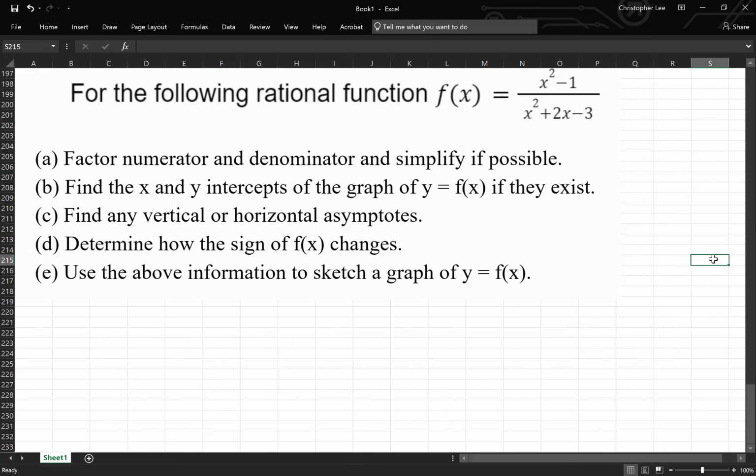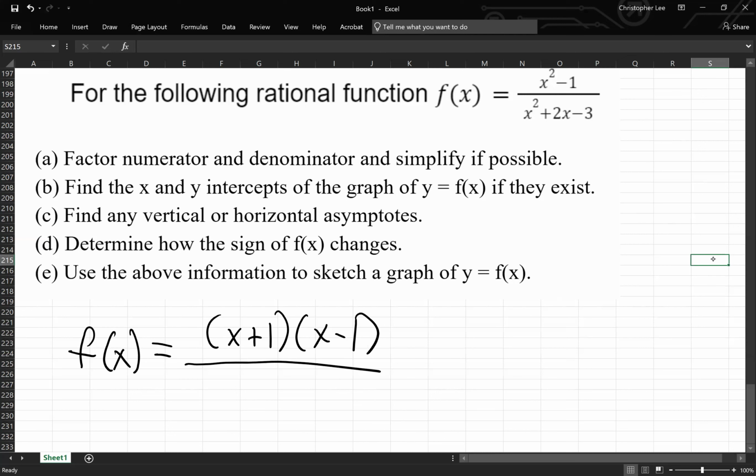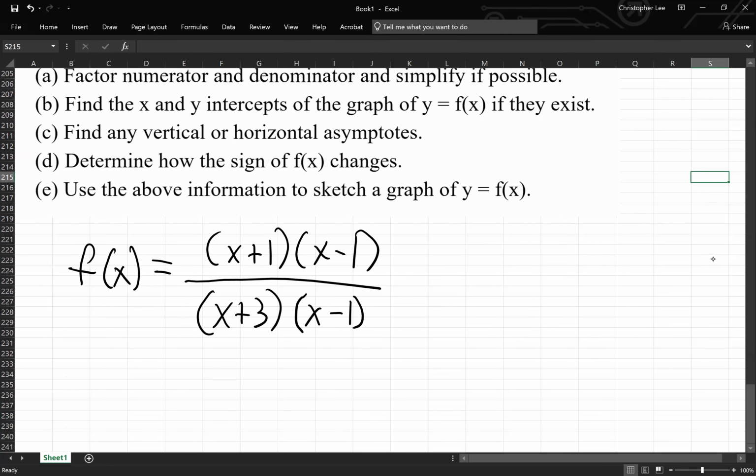All right, so we have f(x) = (x² - 1)/(x² + 2x - 3). It says factor the numerator and denominator and simplify if possible. Let's do it. So f(x) equals, top is (x + 1)(x - 1), difference of two perfect squares. Bottom is (x + 3)(x - 1). Boom. And then we could simplify this, cancel these out: (x + 1)/(x + 3).